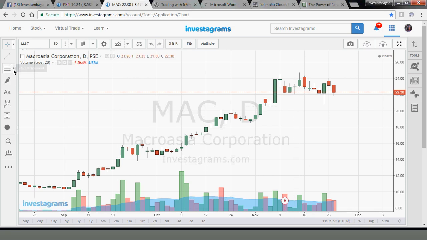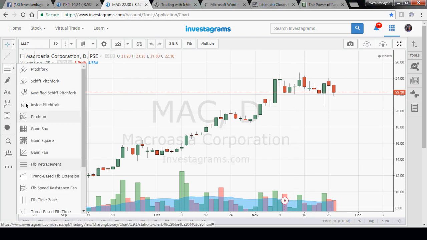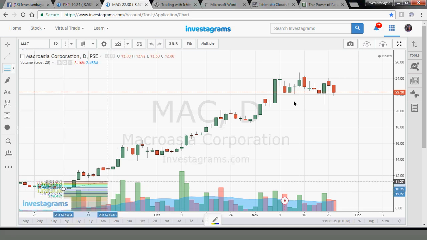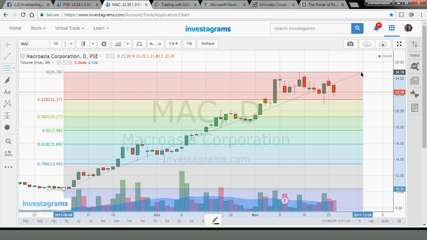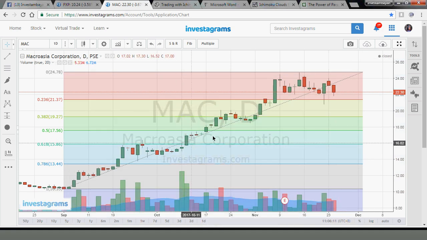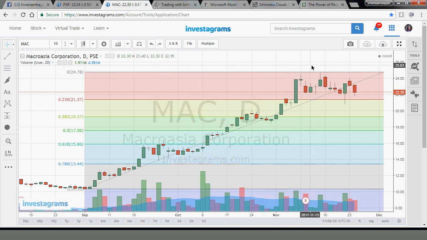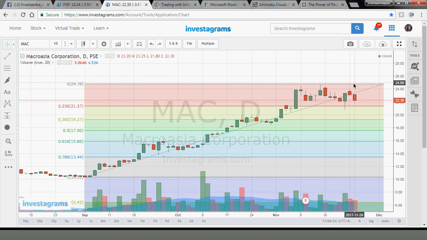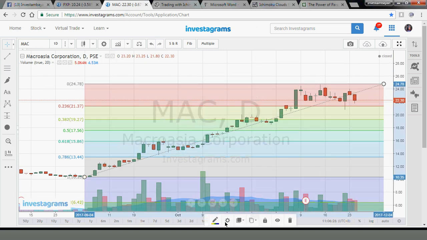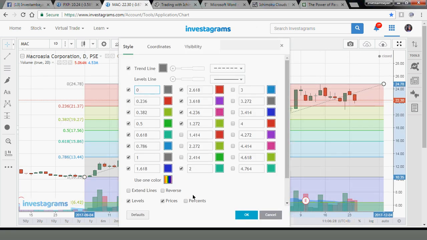For this, sinukat natin yung MAC, di ba? After ng MAC, tapos pagbaba, tapos doon tayo sumalo sa 0.618. Bumagsak pa to, tapos dito ka sumalo, tapos tumaas na naman. Eh, dito lang siya, di ba? Kasi bumagsak na siya. Paano naman kung na-extend siya? Tumaas siya ng tumaas, tapos ito na yung trailing stop mo. It's very easy. Click that.